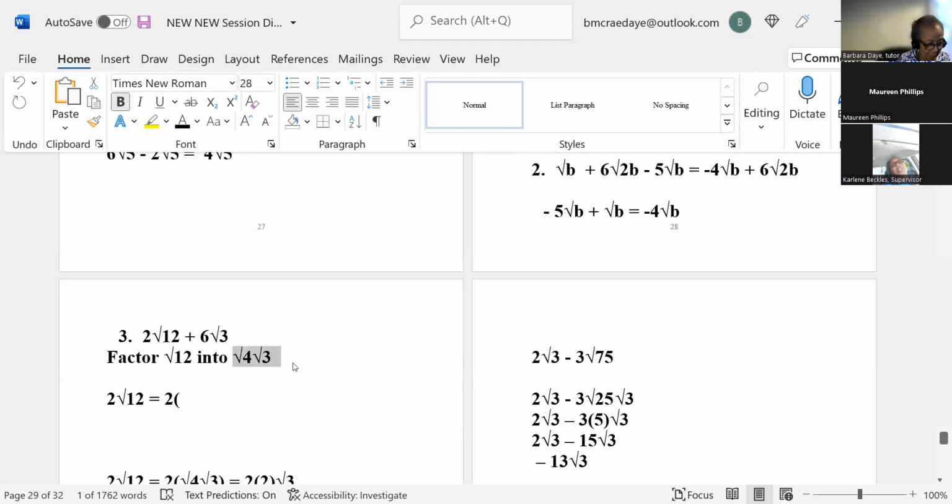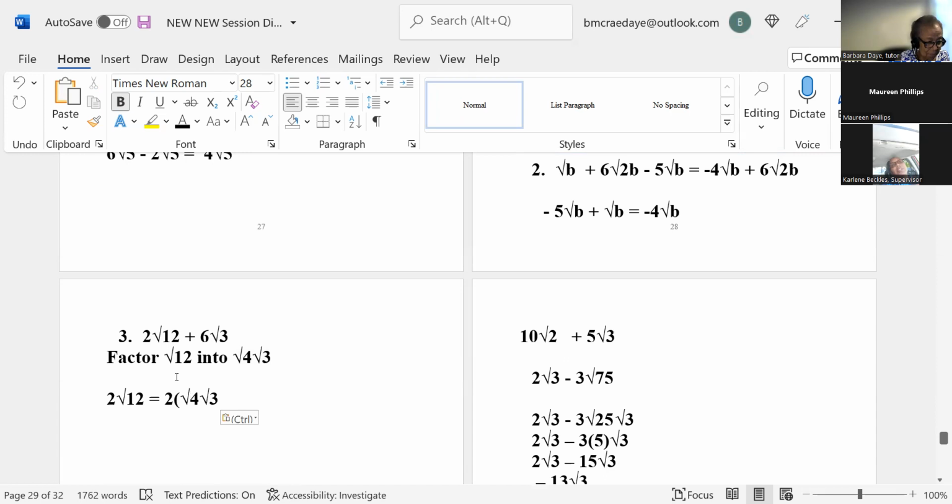Yeah, so did I put that? Take this and put it here. So 2 times the square root of 12 is 2 times the factors of square root of 12, which is square root of 4 and square root of 3. Now, Maureen, what do you think you do next? The plus. Then you put a plus there. No. What is 2 times square root of 4 times square root of 3?